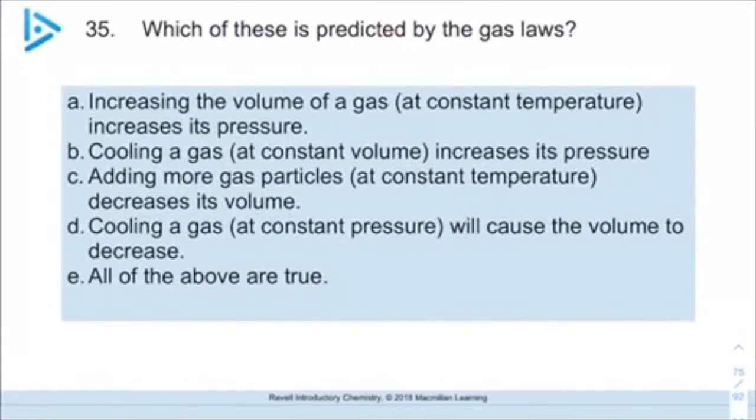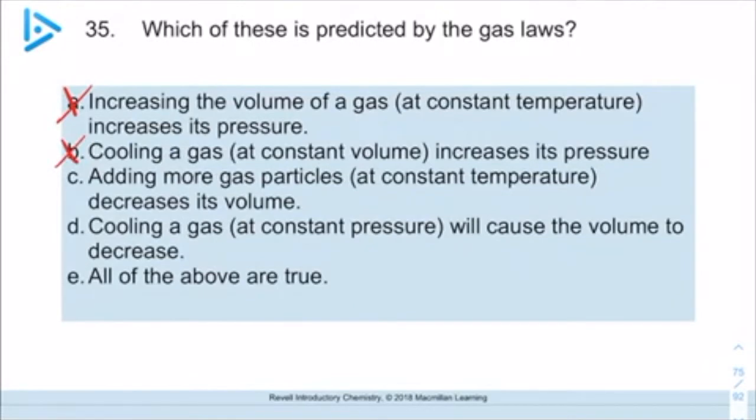Which of these is predicted by the gas laws? So increasing the volume increases the pressure. Remember we said that pressure and volume are inversely proportional. So that can't be true. Cooling a gas increases its pressure. Remember, pressure and temperature are directly proportional. So if I decrease the temperature, I should also decrease the pressure. So that's not true.